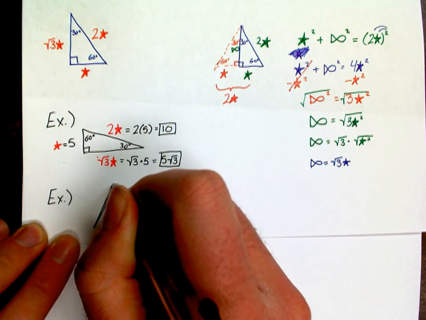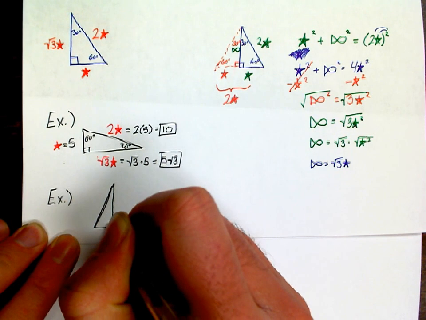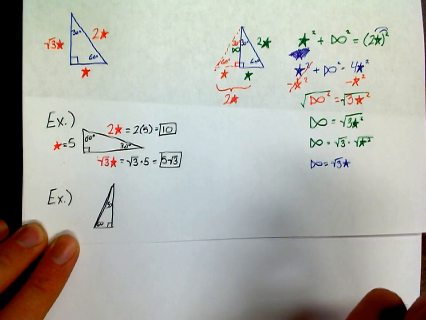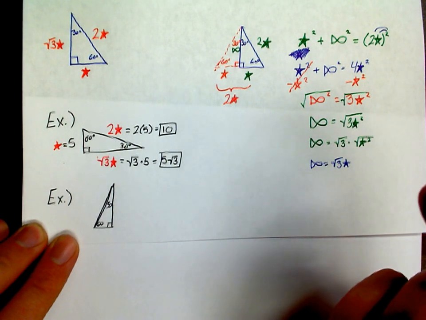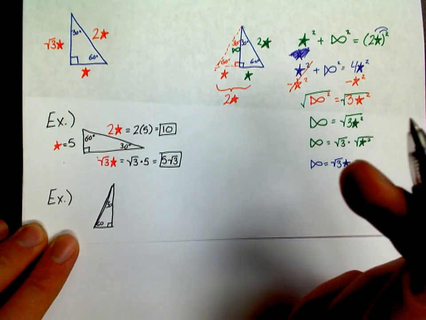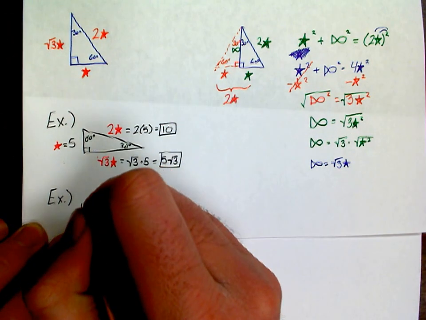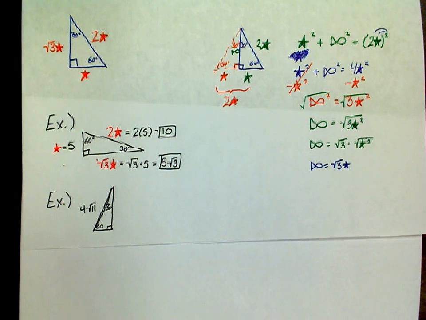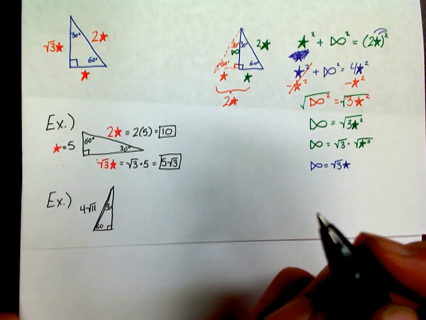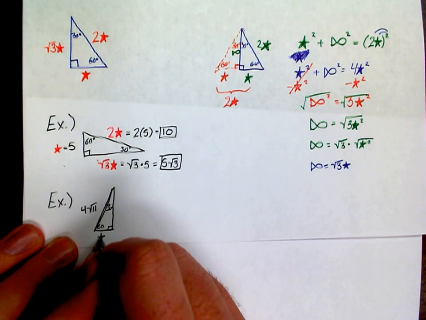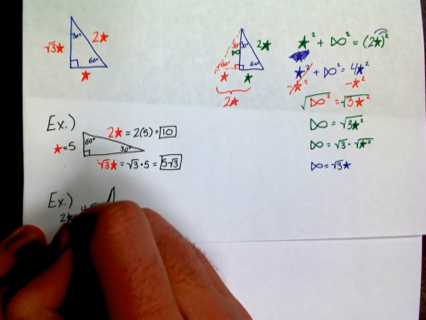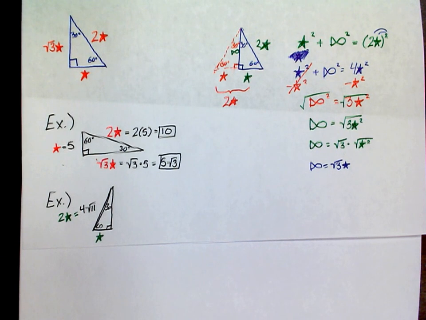Alright, 60, 30. This time, let's say that they gave us the hypotenuse, and we'll say that the hypotenuse is 4 times the square root of 11. Kind of messy, but we can handle it. So let's go through and label our sides. Remember, shortest side, that is star. Longest side is 2 star, and since we know what that is, we can say equals. That's going to be helpful in a minute. And then the third side is square root of 3 star.